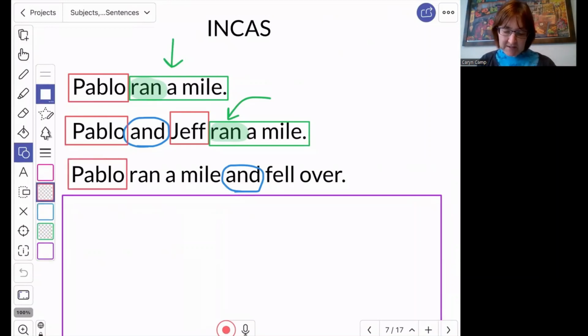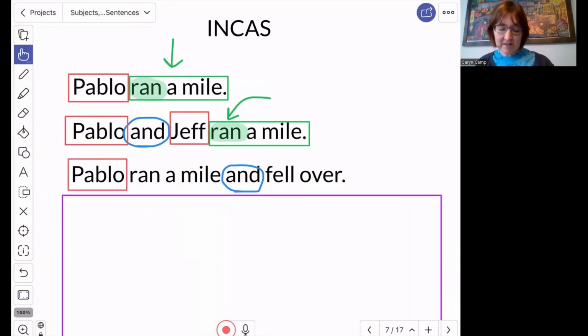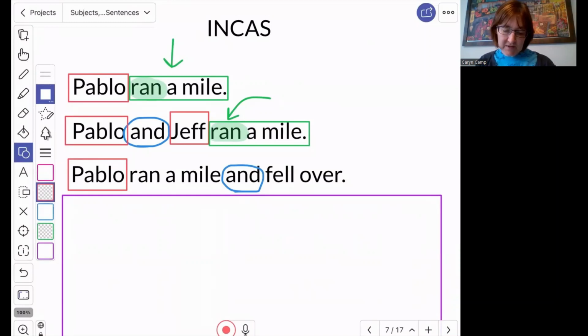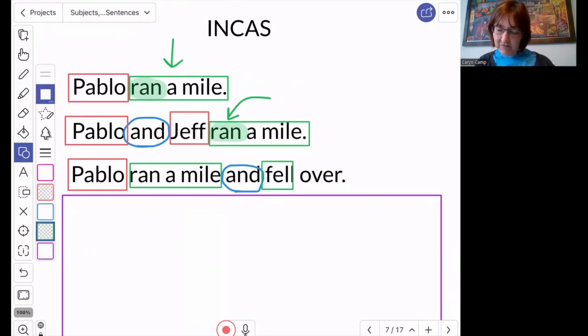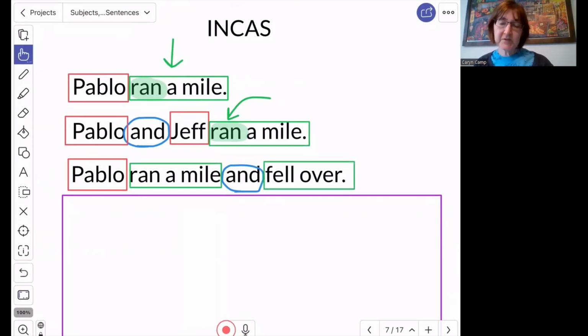Pablo is our subject. He's the only subject in this sentence. It's the complete subject and the simple subject in this sentence. But he's doing 2 things. So we have ran a mile. Okay, that's predicate number 1. And we have fell over. That's predicate number 2. So we say this has a compound predicate because Pablo is doing 2 things.